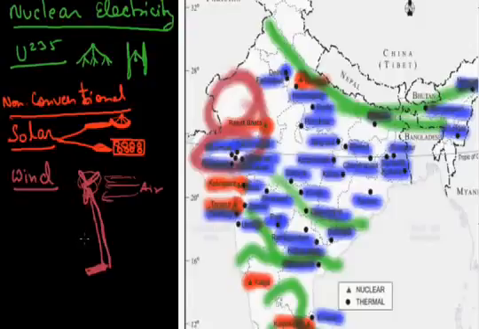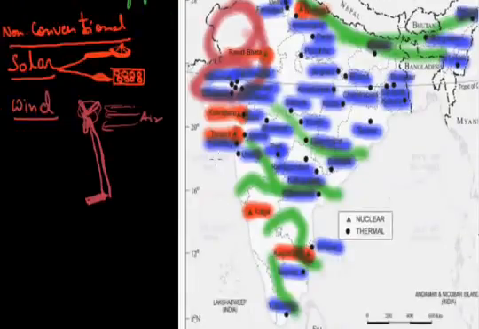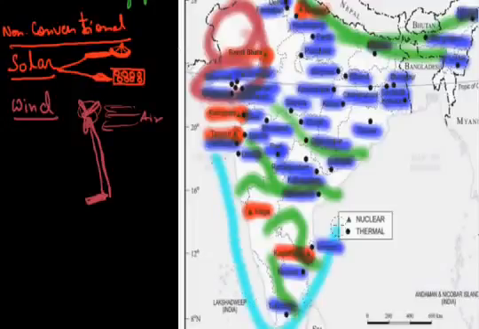This means the region which is very rich or has potential to produce energy is the whole coastal part of India, and especially here in the Odisha coastal part.